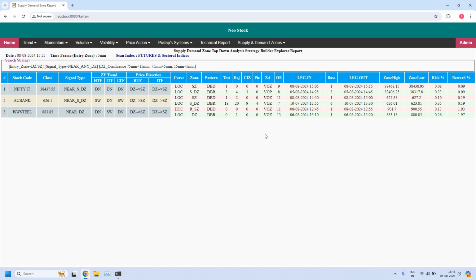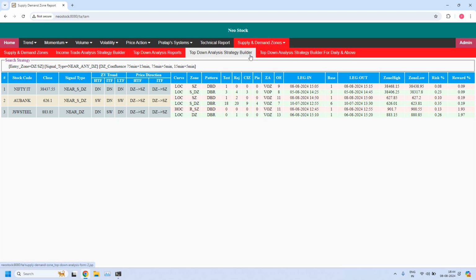Pierced count is there. Maybe below this zone there could be some 1 minute, maybe trap might be there, you can verify. So this is about demand zone confluence for 5 minutes time frame.